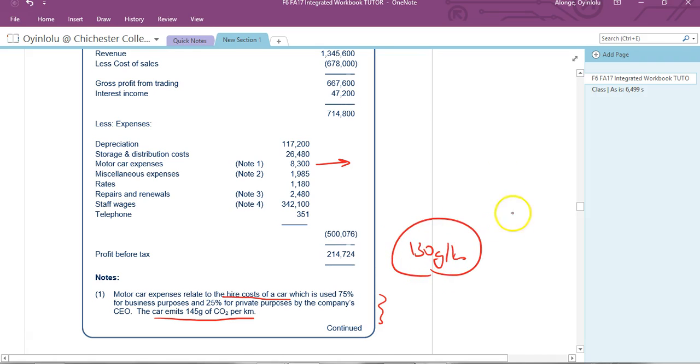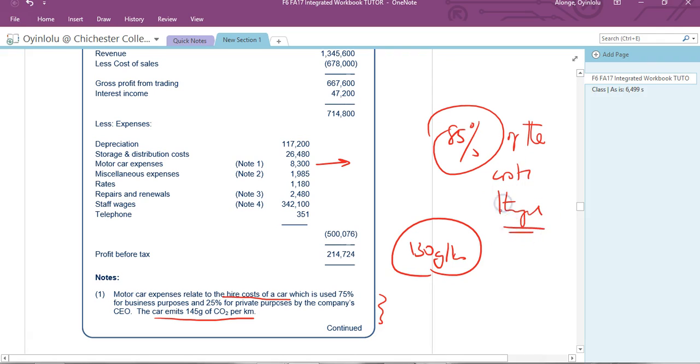Now, if you remember, with higher emission cars, the government only allows us to put 85% of the costs through. Great. Now, the full cost can be put through, and the employee will enjoy a private benefit on his own payroll, on his own PAYE. So you don't have to split this up by the 75 and the 25. Put through the full 85%, because it's fine. That's kind of the key point with that. But the rest, I think you should be fine with it.